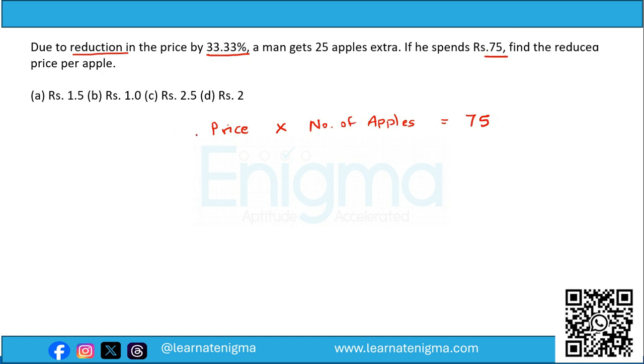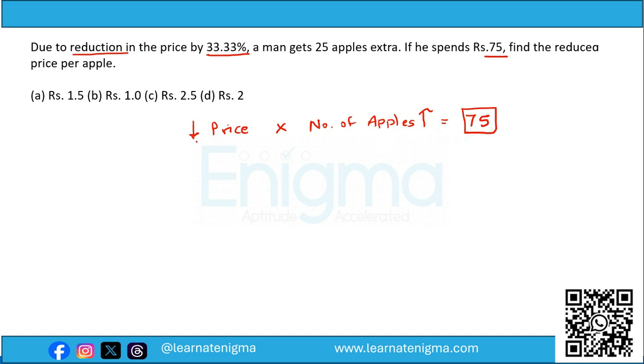Now, as the price has reduced, the number of apples which the person is getting increases. And the product remains the same, that is 75. Now, the concept which we are going to learn here is applicable when the product of two things remains constant. If one thing decreases, obviously the other has to increase.